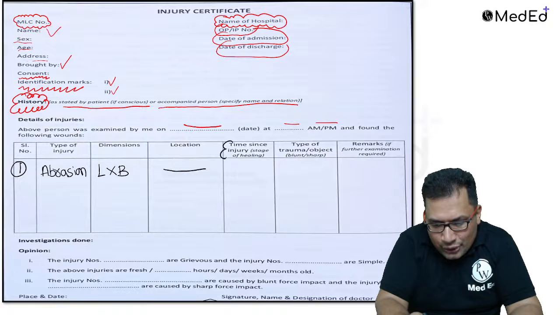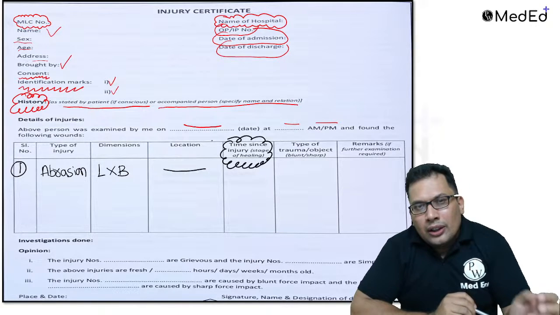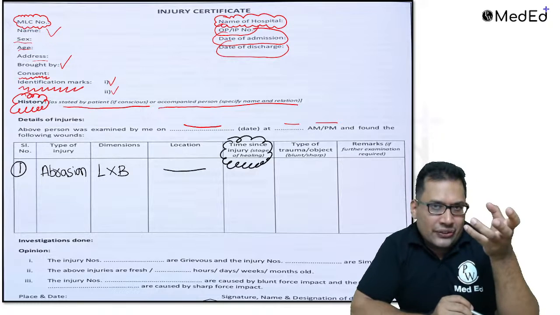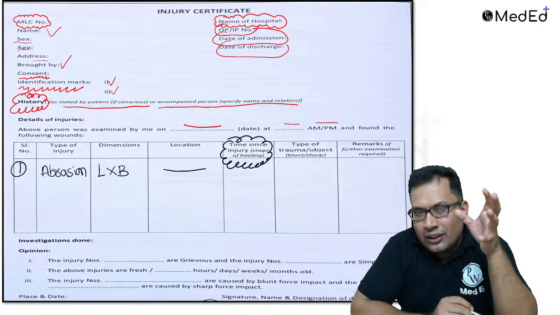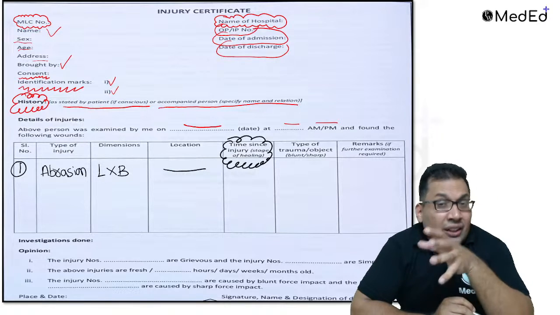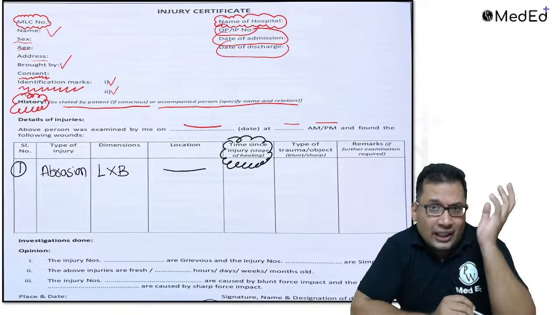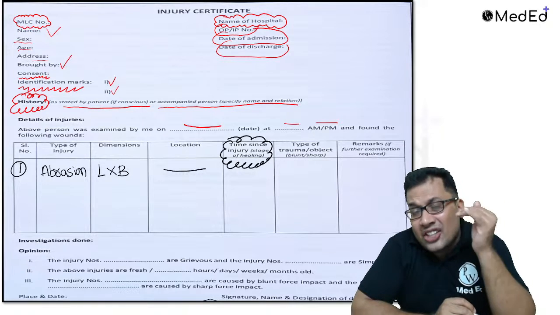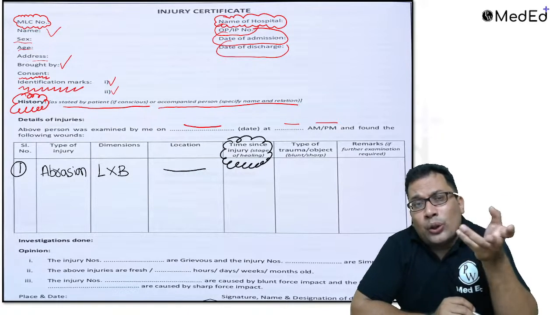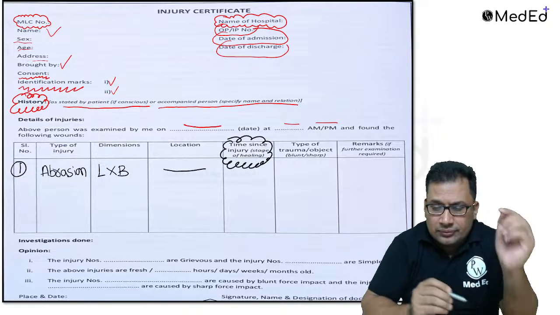Then time since injury. Very important component. It's all based on the color change that you need to study in the theoretical classes. Like abrasion, color changes, contusion, color changes. Time since injury, whether it is fresh or dash day duration, 1 day, 2 day, 1 week duration, like that.